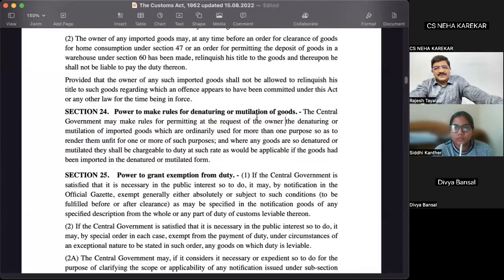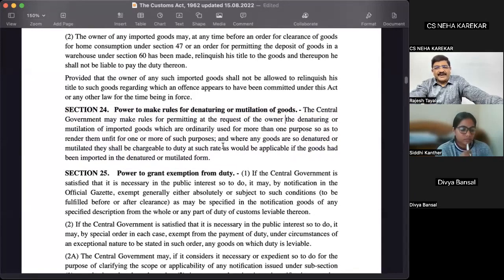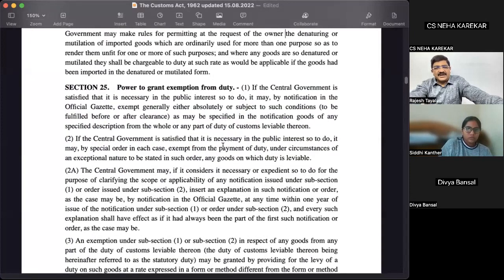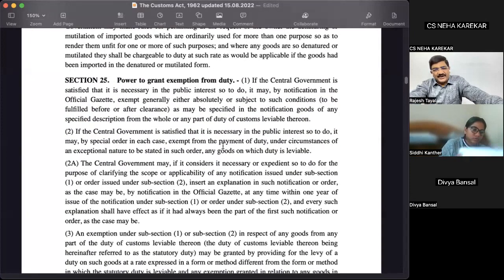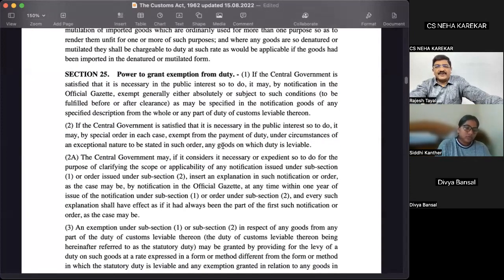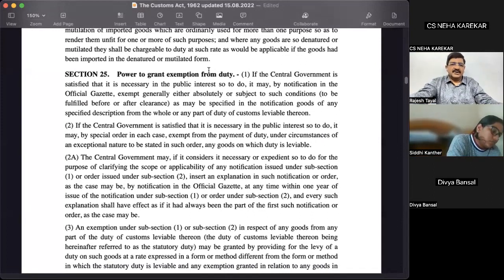Okay. Now coming to section 25. This section in any case we have done earlier as well, and now it's a quick revision of section 25. This is power of the central government to grant exemptions. Under subsection 1, the exemption is granted by way of notification. Under subsection 2, this is granted by way of special order.